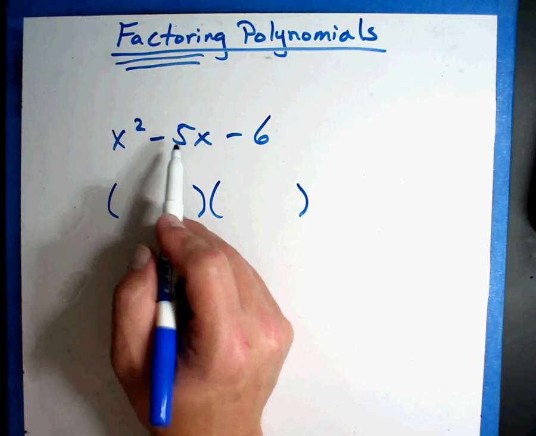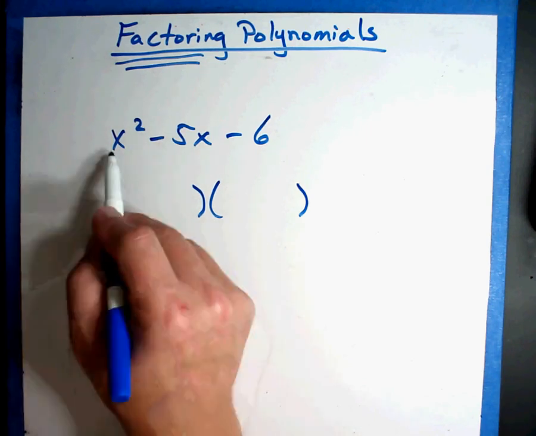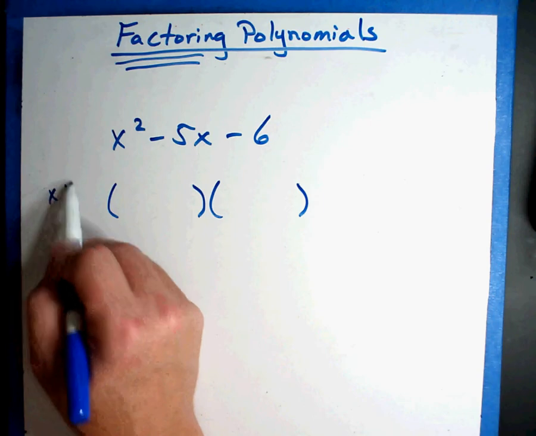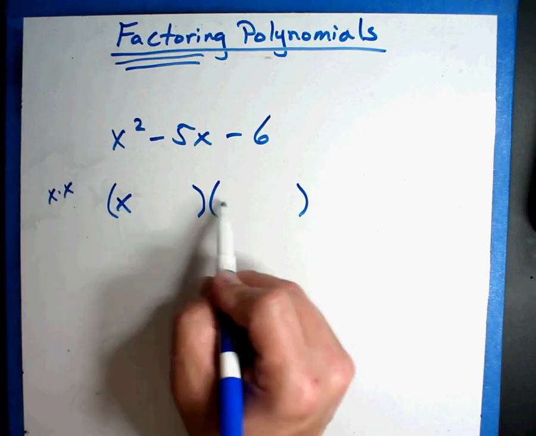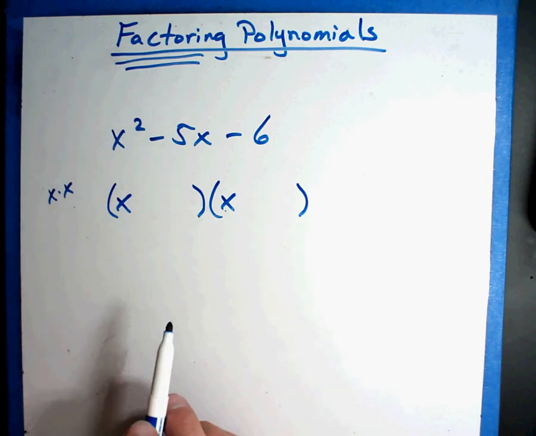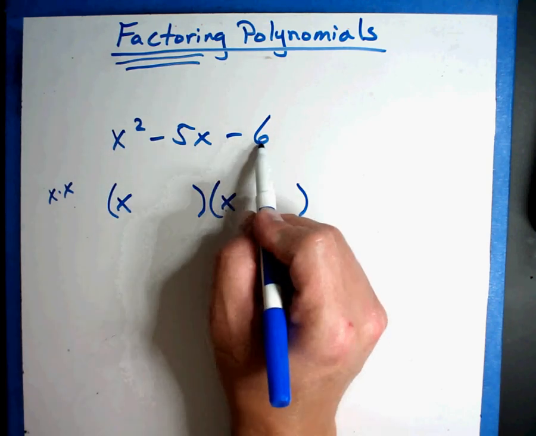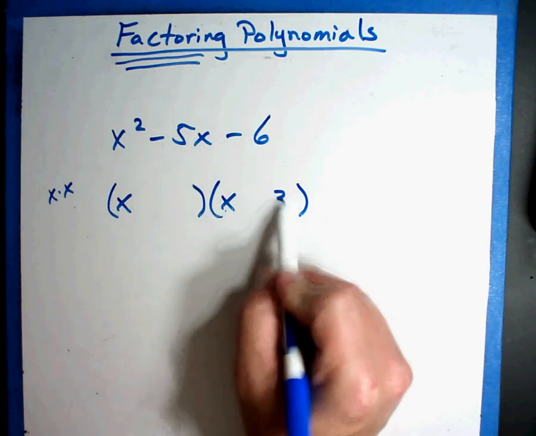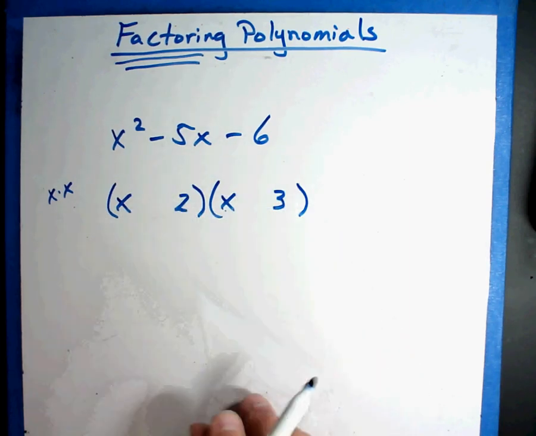Alright, let's try x times x. Well, we said a while ago that x times x is x squared, so if I had an x here and an x here, when I went to multiply them together, I'd get the x squared. Okay, what gives me 6? Well, 3 and 2 give me 6.